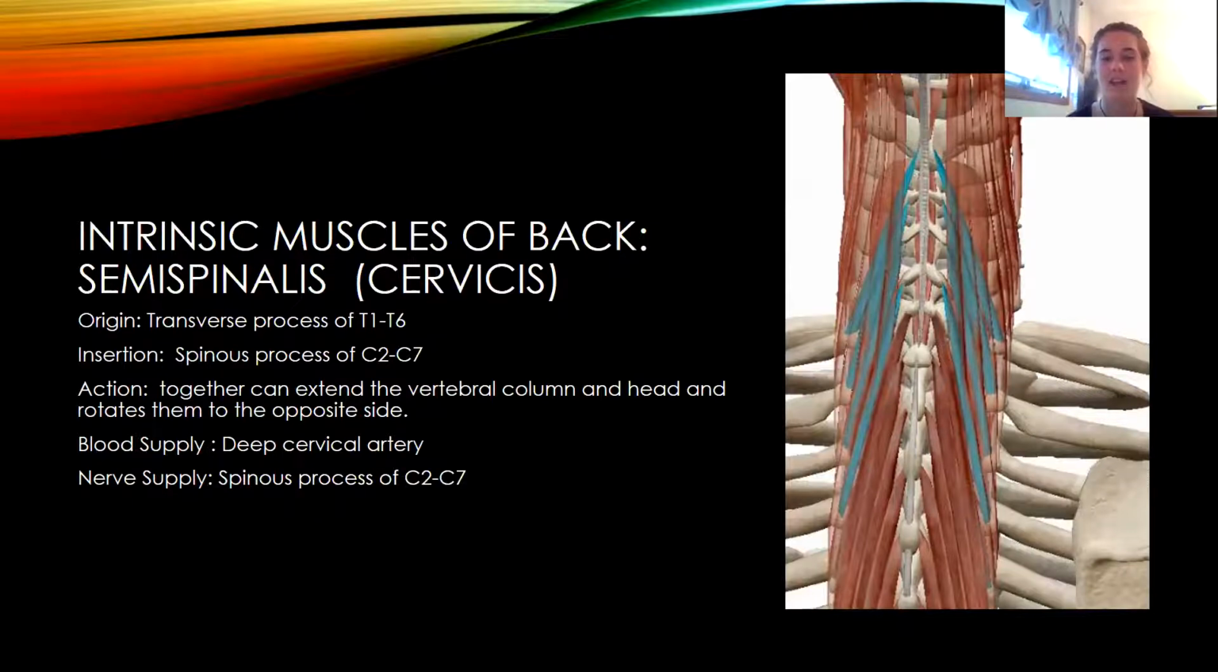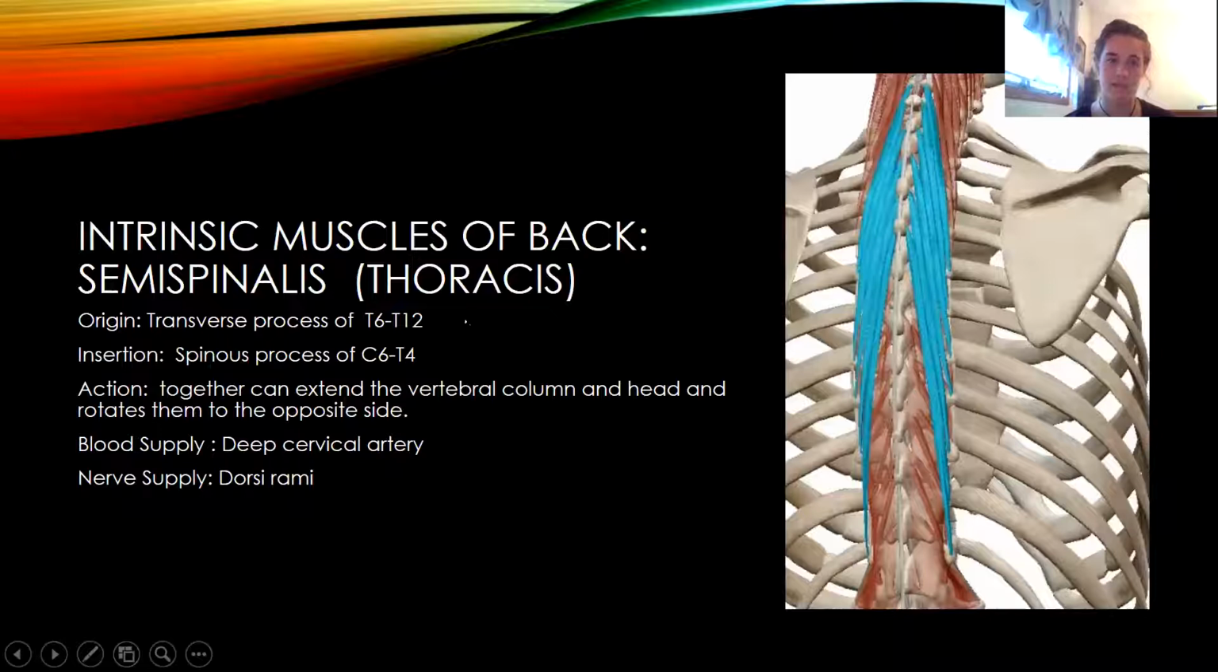cervicis, and this kind of lies under the capitis. The origin of this is the transverse processes of thoracic vertebrae 1 through 6. The insertion of this is the spinous processes of cervical vertebrae 2 through 7. And like I said, together, the semispinalis can extend the vertebral column and head and rotate them to the opposite side. Then the blood supply is the deep cervical artery, and the nerve supply is the dorsal rami.